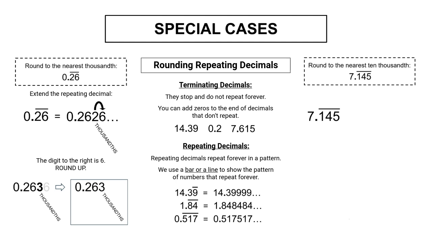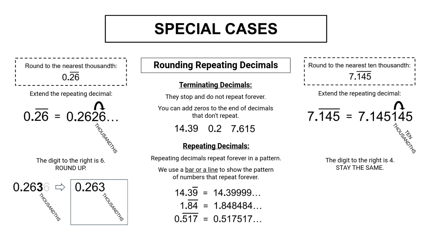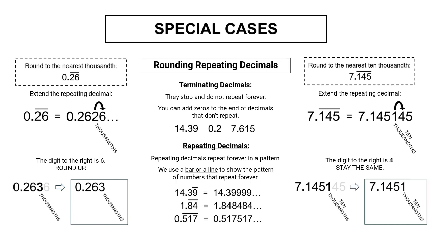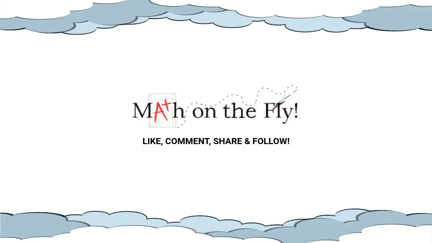Let's look at the example to the right. So we need to round to the nearest 10,000th, and we don't have the 10,000ths place, so once again we're going to have to extend the repeating decimal. It goes forever in 145s, so I'm just going to extend it by an extra 145. Now I can see the 10,000ths place, which is where that 1 is. Now I'm going to look at the decimal place to the right. It's a 4. That means it's less than 5. That means your place value in the 10,000ths place is going to stay the same. That means it's going to stay a 1, and then we cut off everything after the 10,000ths place. The final answer will be 7.1451.